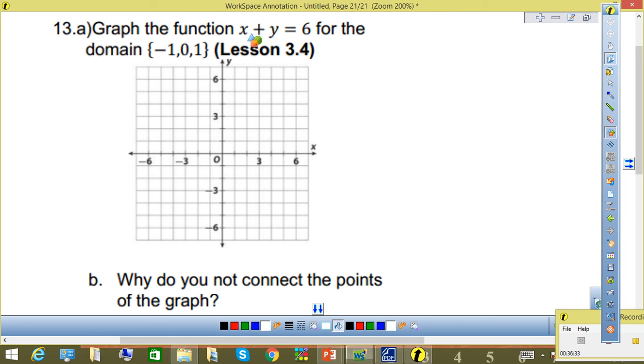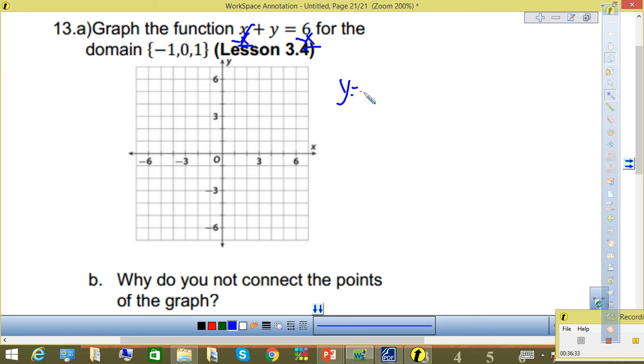It says, graph the function x plus y equals 6. And I said, when you get to this one, solve this equation for y because it's easier to substitute the values for x. So then minus x, therefore our equation is y equals negative x plus 6.